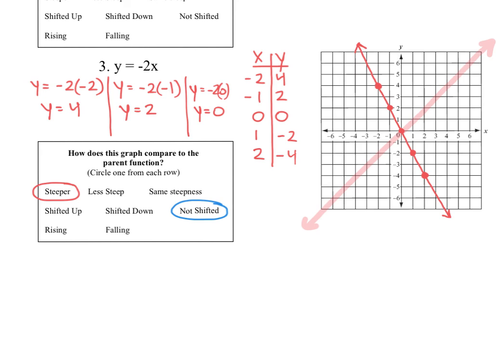But this is where it gets a little different. So remember, we've talked about the parent function, when we follow it from left to right, it points up. Well, notice on this one, when you follow it from left to right, it points down. So this line is falling. The last two we did were both rising because they also pointed up from left to right. This one points down, and so we say it is a falling line.